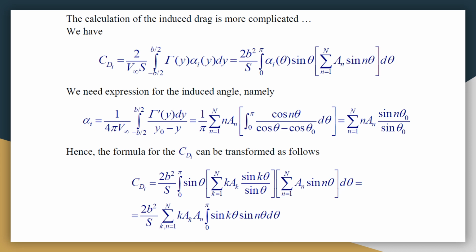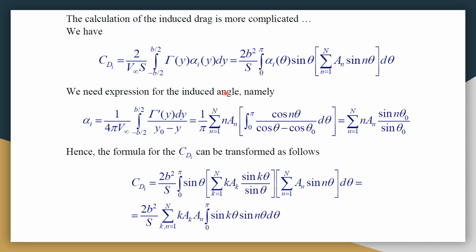The induced drag coefficient is obtained from the substitution of the equation into the equation as follows. The coefficient of induced drag equals 2 over V infinity S, integral from minus b/2 to plus b/2 of tau(y) alpha_i dy, where alpha_i is the induced angle, which equals 2b squared over S times the integral from 0 to pi of alpha_i(theta) sin theta, times the summation from n equal to 1 to N of A_n sin n theta, d theta. This is the Fourier series that we know.